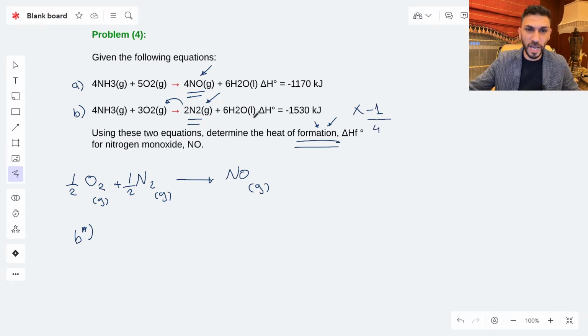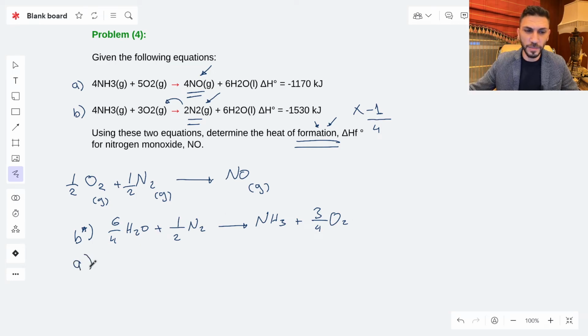B star, after we flip it and multiply it by 1/4: 6/4 H2O plus half N2 yields 1 NH3 plus 3/4 O2.